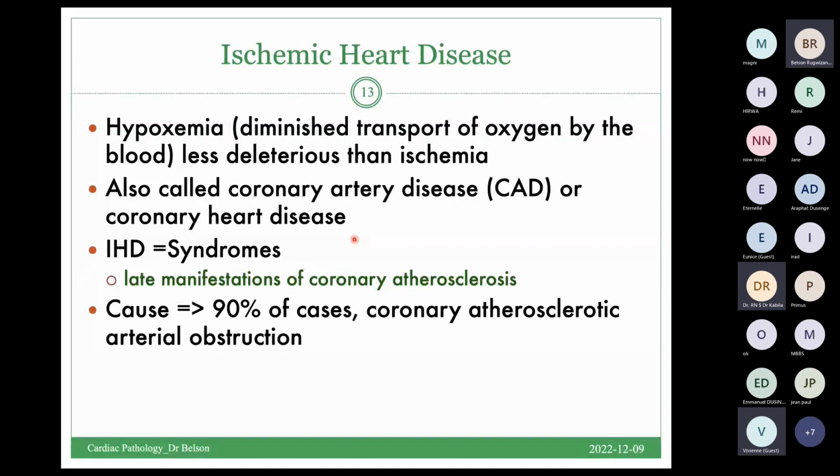So ischemic heart disease, ntabwo ari indwara ubwayo. It is a syndrome. So syndrome means it is like a set of diseases or diagnoses which have some signs and symptoms in common. So murabizi iyo bavuze ngo malaria syndrome, ntabwo bavuze ko afite malaria, ahubwo bavuze afite ibimenyetso bihurira n'indwara zirimo cyane cyane malaria. So umuntu ufite grippe, umuntu urwaye typhoid, umuntu urwaye malaria, abo bose bafite malaria syndrome.